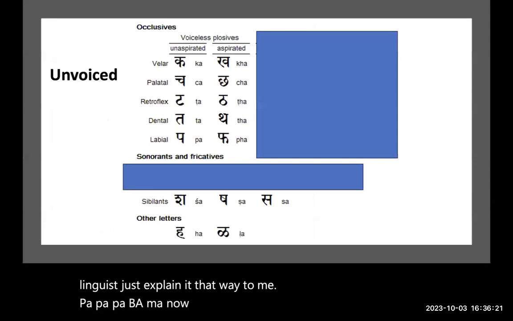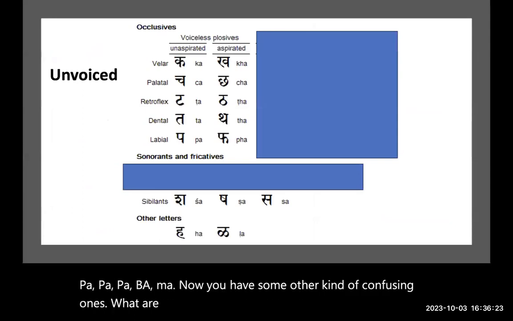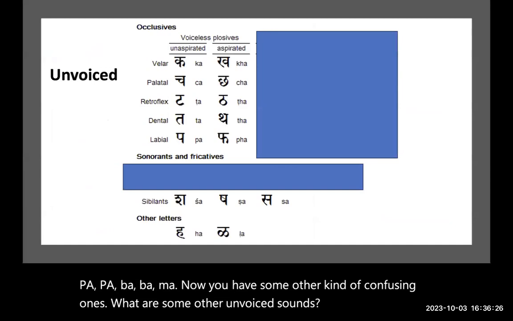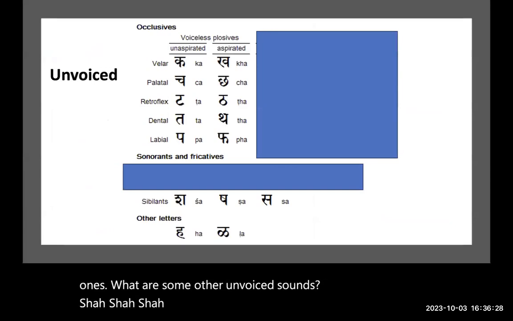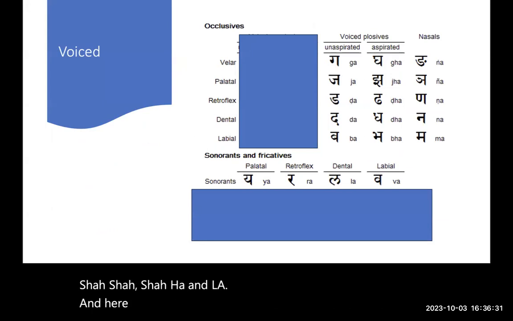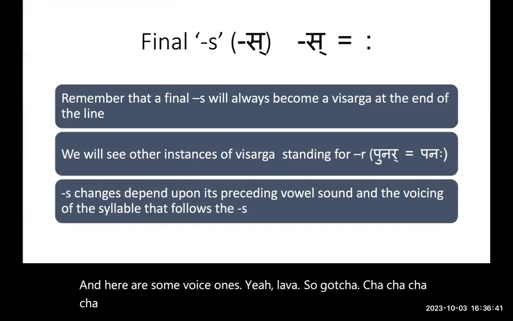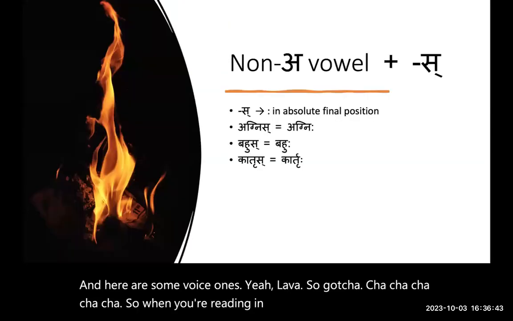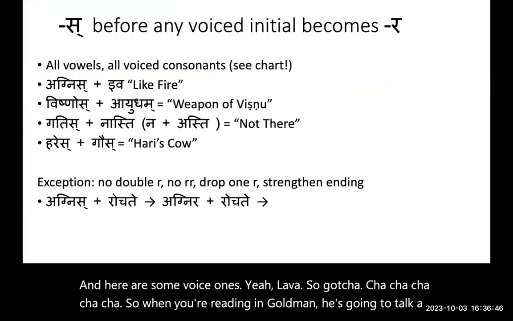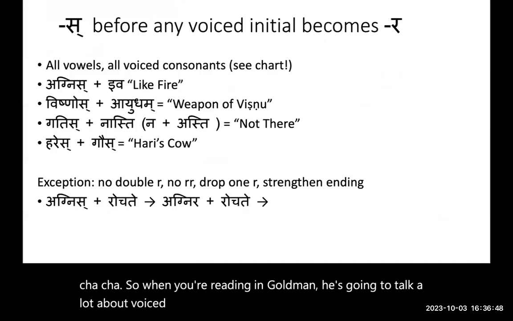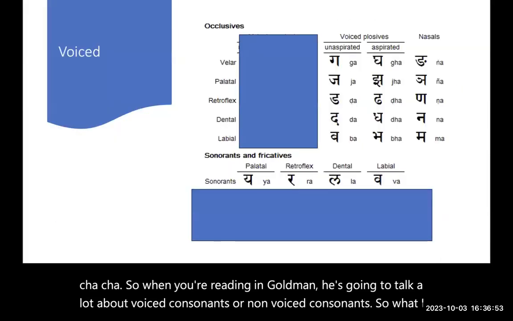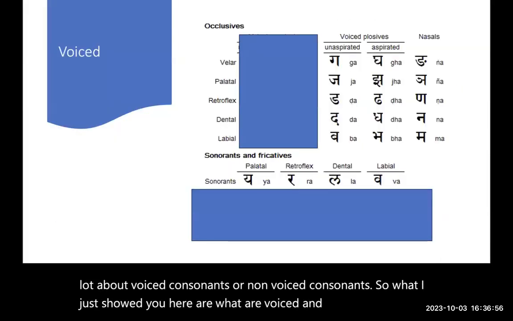Now, you have some other kind of confusing ones. What are some other unvoiced sounds? Sha, sha, sa, ha, and la. And here are some voiced ones. Ya, ra, la, va. So ga, ga, na, cha, cha, na, da, da, na, ba, ba, ma. When you're reading in Goldman, he's going to talk a lot about voiced consonants or non-voiced consonants. So what I just showed you here are what are voiced and what are unvoiced.